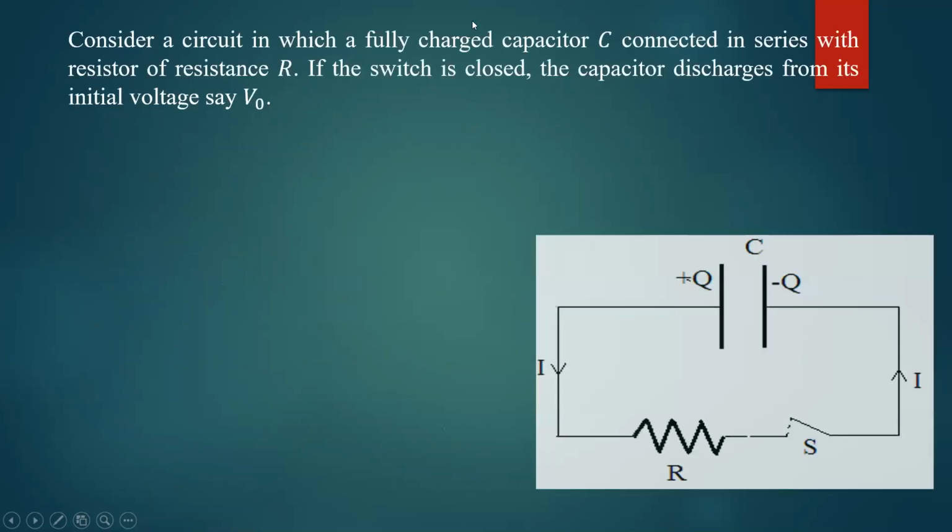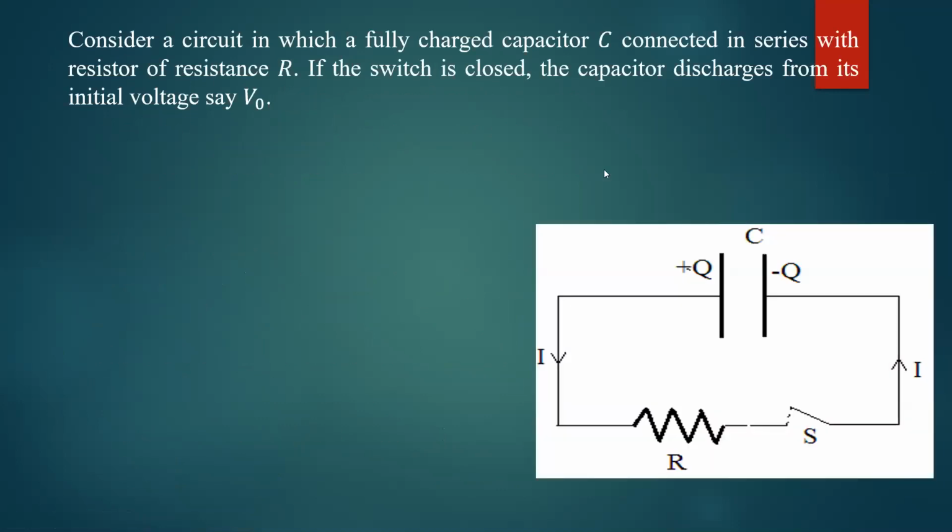Let us take the circuit which has a fully charged capacitor. Then it is connected to a resistor R through a switch. Suppose you close the switch, the capacitor starts to send the current. Okay, so current will flow and let I be the instantaneous current. At the beginning, this capacitor has maximum charge Q0. And let us take the voltage of the capacitor as V0.